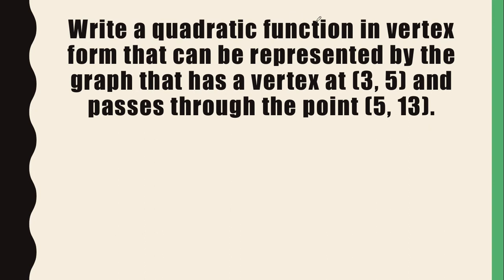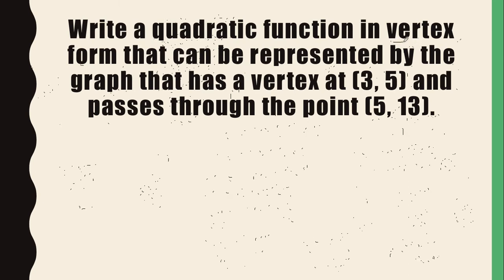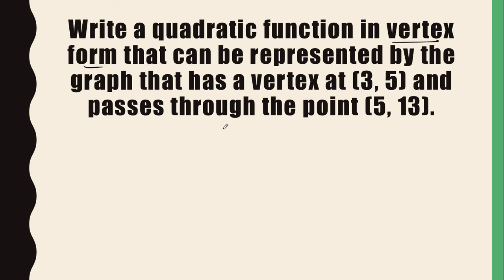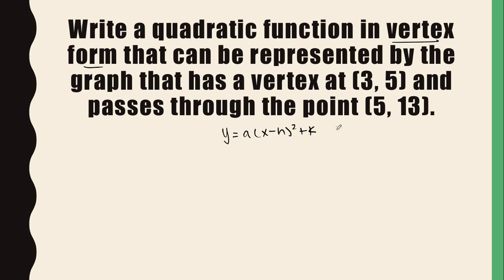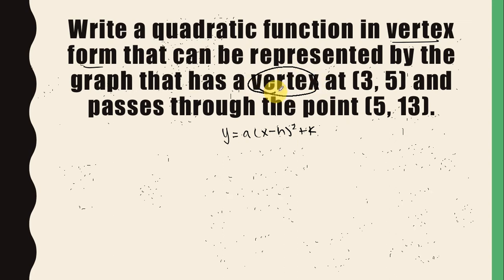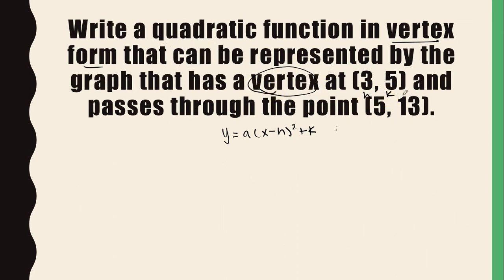So write a quadratic function in vertex form that can be represented by the graph that, vertex form. Before I keep reading, I need to write down my vertex form equation. And guys, sorry for these black specks that show up every time I touch the screen. Anyways, by the graph that has a vertex, how do I label my vertex? H and K at (3, 5), and passes through the point. How do you label a point? X and Y, (5, 13).